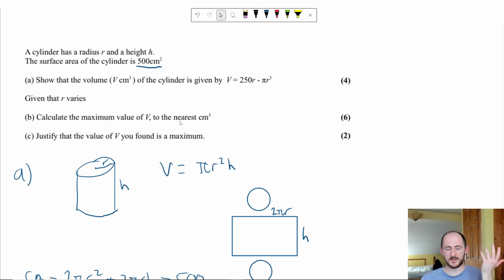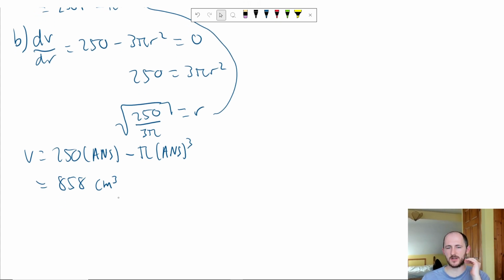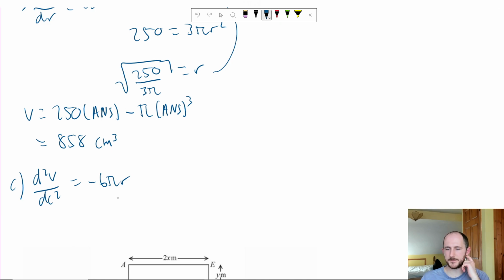Justify. So that's 6 marks. Calculate the maximum value. 6 marks. Crazy. Just doing that. 1, 2, 3, 4, 5. I mean, 4 lines really. 6 marks. Pretty good. So we're going to differentiate one more time. Just to, well, I mean, because we have to. Minus 6 pi r. And then subbing in the value for r that we get is, of course, going to give us a, oops, spoilers.